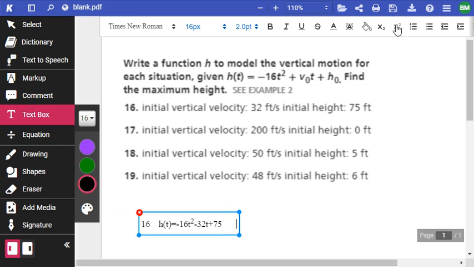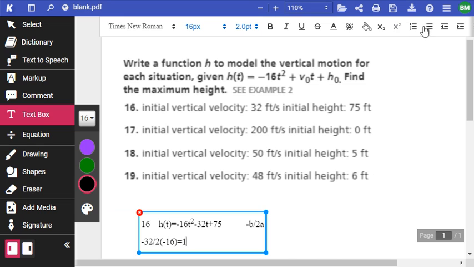Okay, then we're going to use that whole negative b divided by 2a. And we know that b is 32, so we're going to say negative 32 divided by 2 times negative 16. And that is going to give me 1.